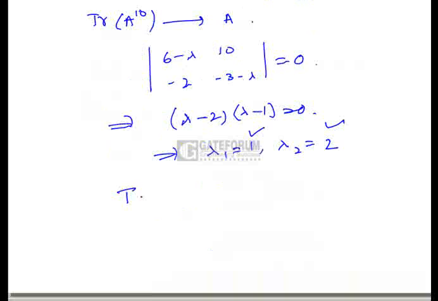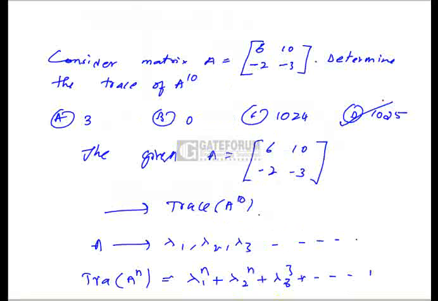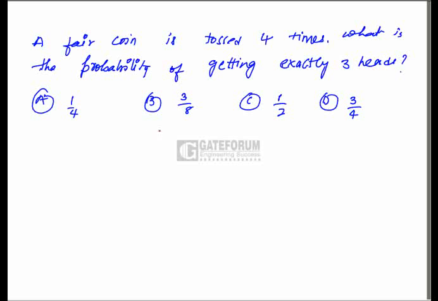Now according to the property, the trace of A^10 will be lambda 1^10 plus lambda 2^10, which is 1^10 plus 2^10. That is nothing but 1025, option D. It is given that a coin is tossed 4 times. We have to find the probability of getting exactly 3 heads.